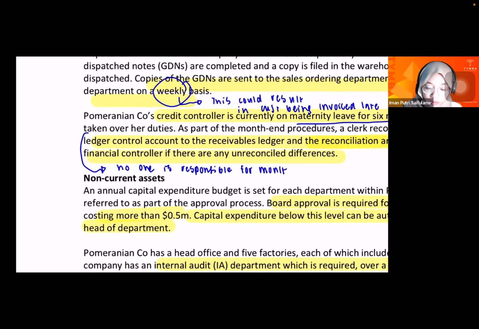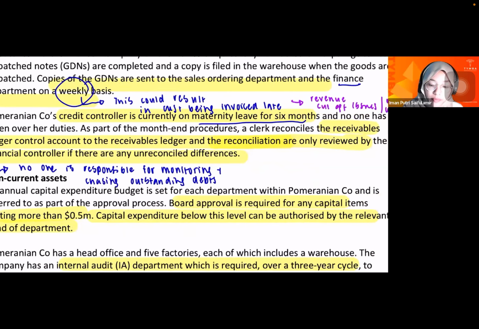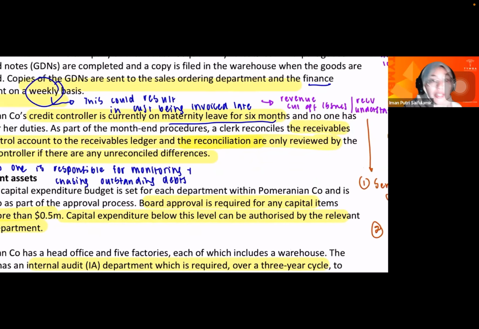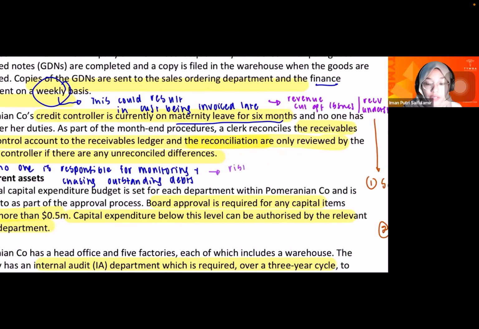Monitoring and chasing outstanding debts. So then we will go into the general implication. Okay, the general implication is the one that is in purple. Okay, the general implication where there is a risk of irrecoverable debts. Risk of increased irrecoverable debts.